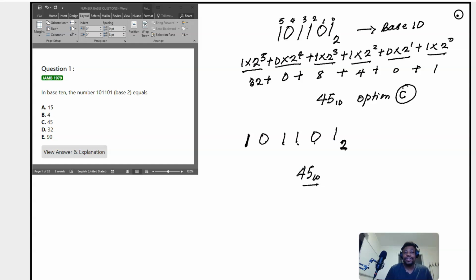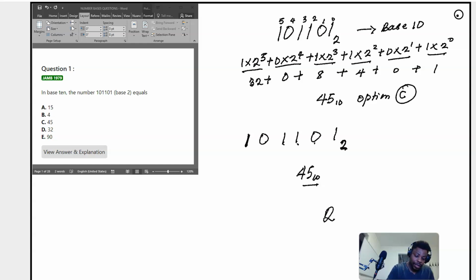So what I've done is I use the base to multiply the first number, add it to the second number, multiply by the base, add it to the third number, multiply by the base, add it to the fourth number, multiply by the base, add it to the fifth number. So you multiply, you add, you multiply, you add. I'll quickly give you another example.